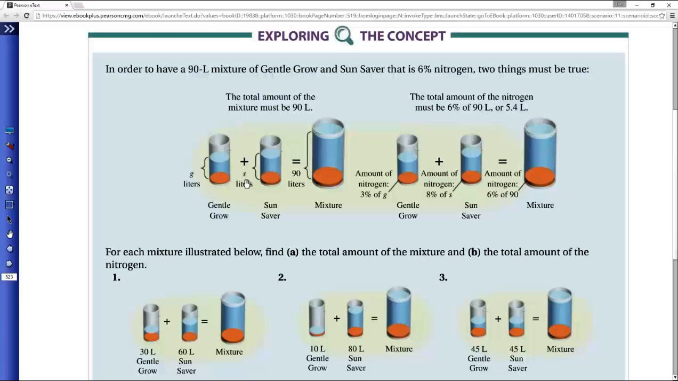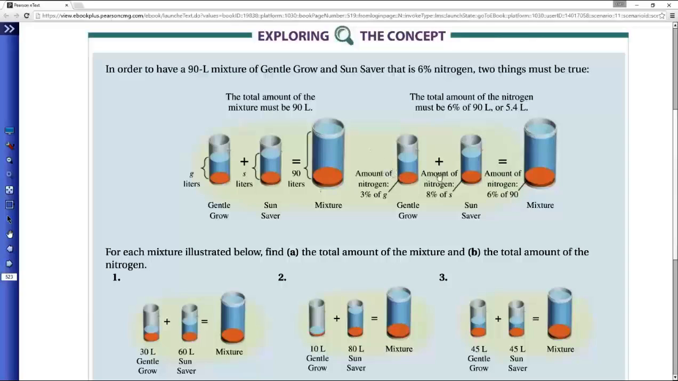It says in order to have a 90 liter mixture of Gentle Grow and Sunsaver with 6% nitrogen, two things must be true. First of all, if you're going to take these two solutions, Gentle Grow and Sunsaver, and mix them together, you need to come out with that 90 liters because that's part of the condition, right?